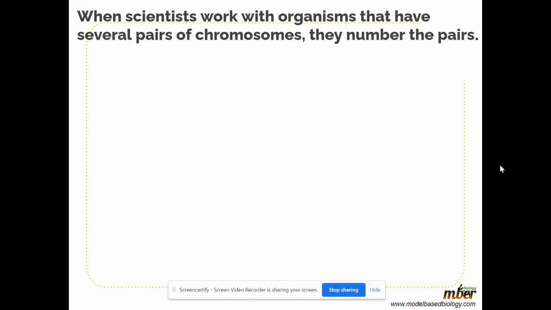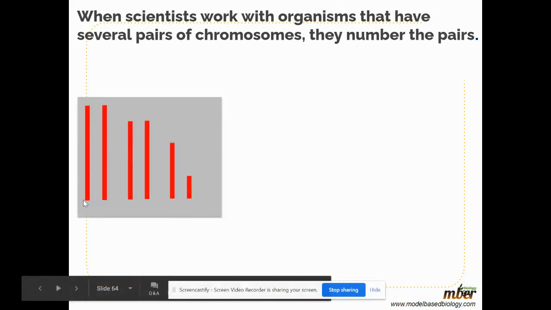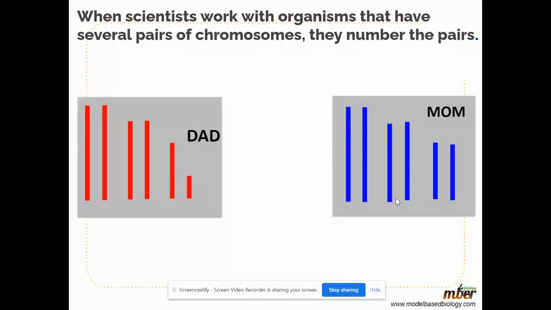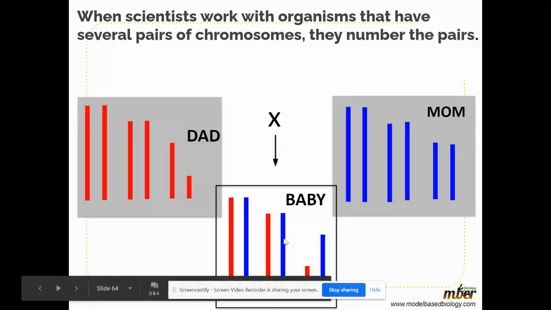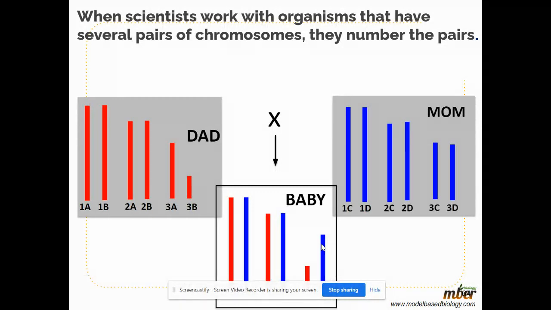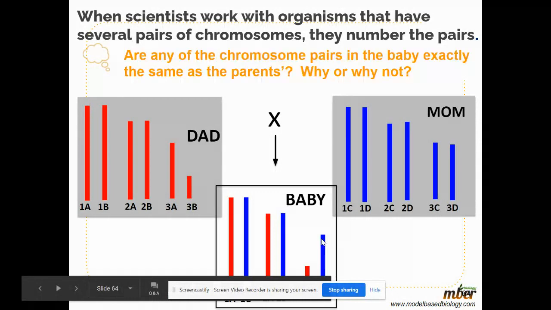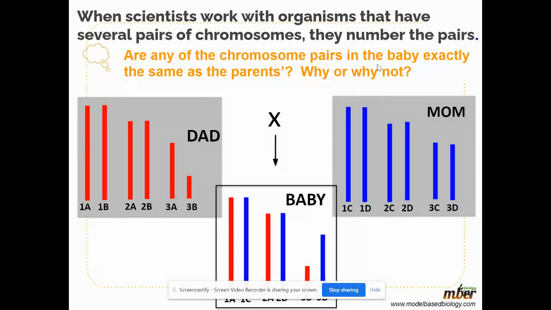When scientists work with organisms that have several pairs of chromosomes, they number the pairs. Okay, so in this instance, this would be pair 1, 2, 3, pair 1, 2, 3, and then the new pair 1, 2, 3. Are any of the pair of chromosomes exactly the same as the parents?